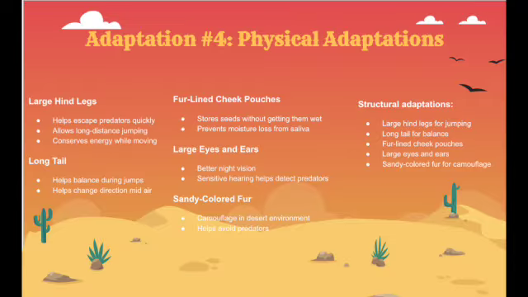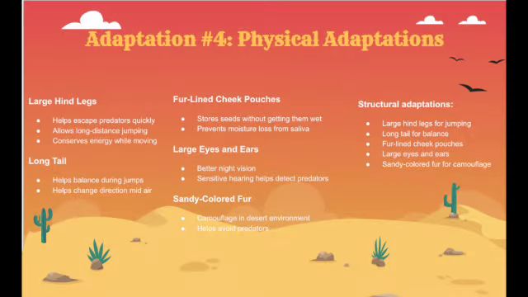Large hind legs allow it to jump and escape predators quickly and efficiently. Long tails help maintain balance and allow quick direction changes while jumping. Fur-lined cheek pouches store seeds without moisture from saliva causing water loss. Large eyes and ears improve hearing and night vision, helping detect predators in dark environments.